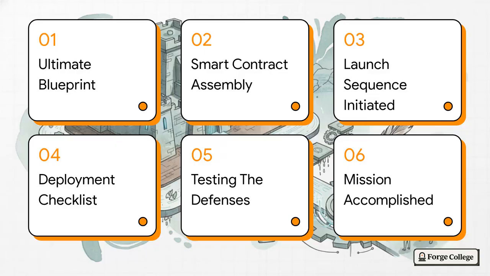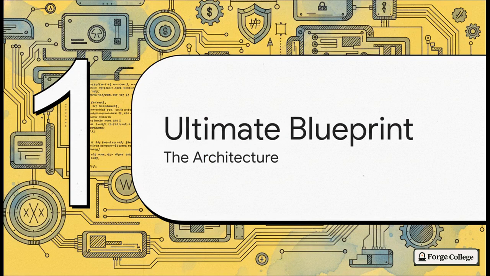Here is the agenda for today's assembly. 1. The ultimate vault blueprint. 2. Assembling the smart contract. 3. The launch sequence initiated. 4. The deployment checklist. 5. Testing the defenses. And finally, 6. Mission accomplished. Section 1. The ultimate vault blueprint.